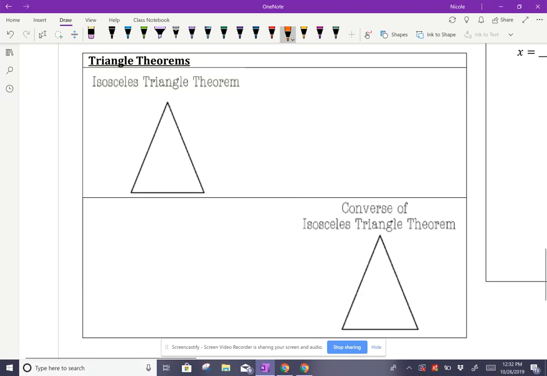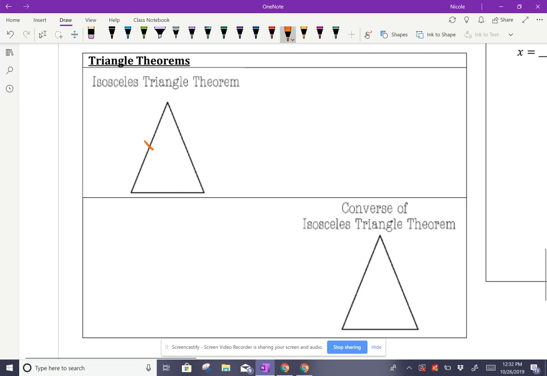All right, so we have two triangle theorems that we will add to our toolbox of theorems and properties and everything that we've been using, postulates and such. The first one is the Isosceles triangle theorem.